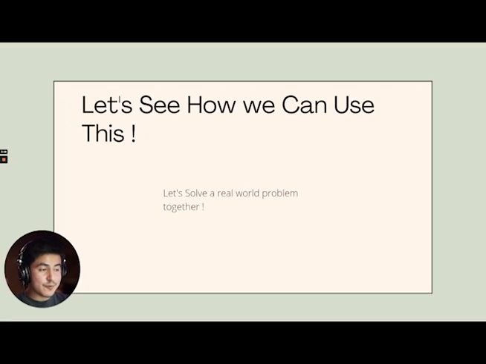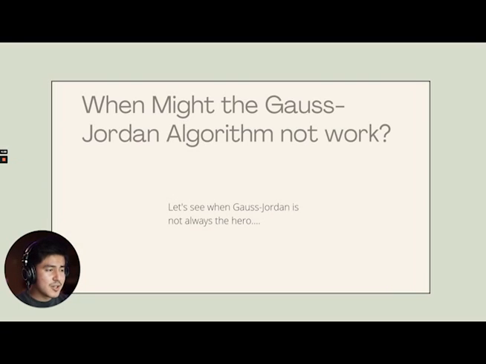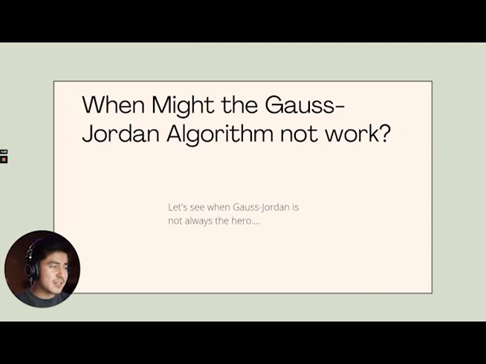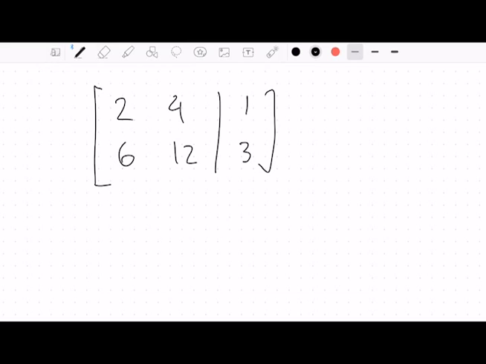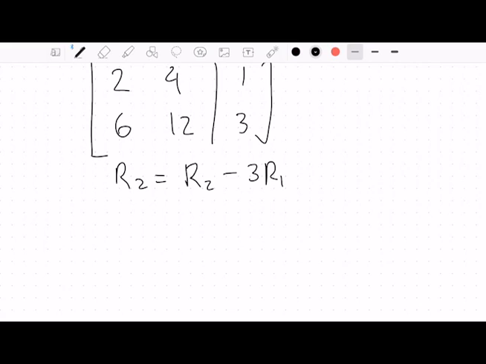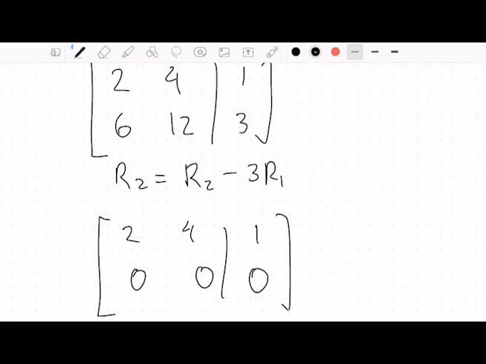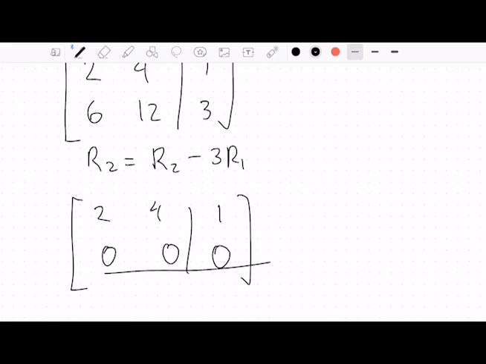Okay, now that we solved that, let's hop into a scenario where the Gauss-Jordan algorithm may not be the hero that we need, or doesn't even work at all. Let's see that scenario. First, a very easy step to row reduce this would be R2 is equal to R2 minus 3 times R1. And what that would leave us with is 2, 4, 1, 0, 0, and 0. We don't get anywhere closer to our solution.